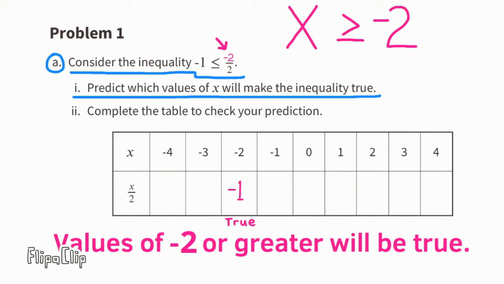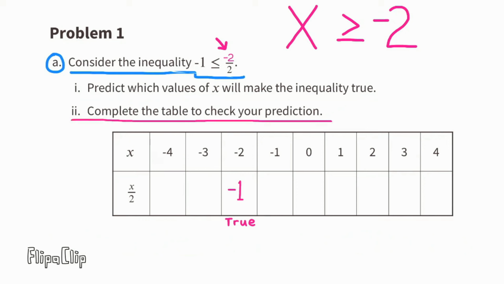I predict that the values for x that will make this inequality true will be all values that are equal to or greater than -2. Complete the table to check your prediction. Let's start with -4. We can substitute the x with the -4, and we have -4 divided by 2. That's -2. -1 is not less than or equal to -2. When the value of x is -4, it is not greater than or equal to -2.